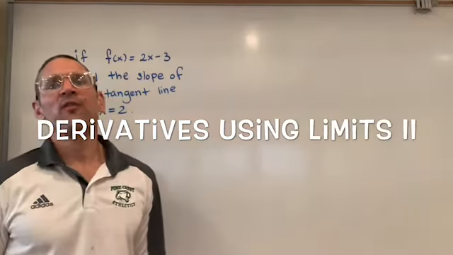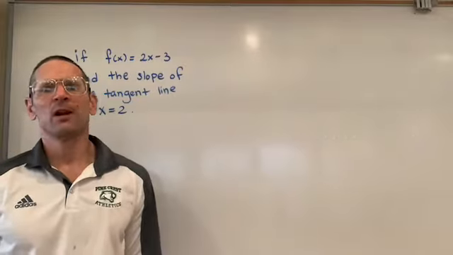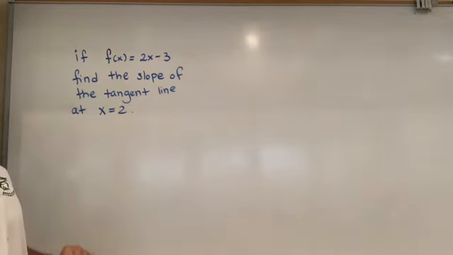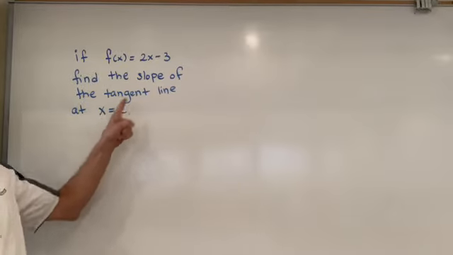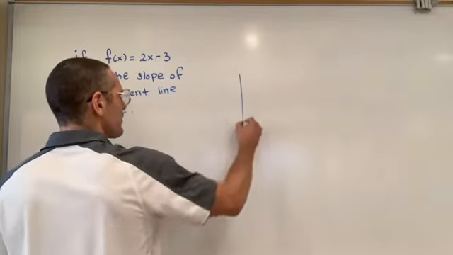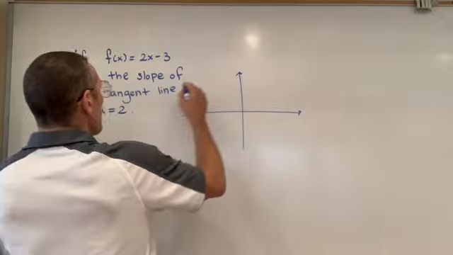So let's start finding the derivatives from first principles using that difference quotient with an easy first problem. If f of x equals 2x minus 3, find the slope of the tangent line at x equals 2. Call me crazy, I like to draw this first. I like to draw my graph.